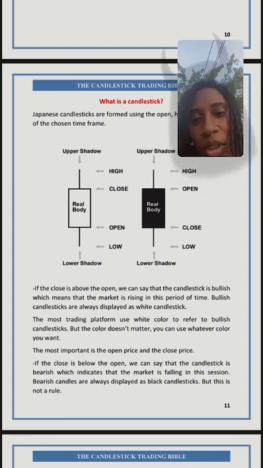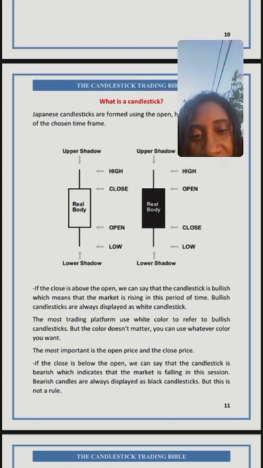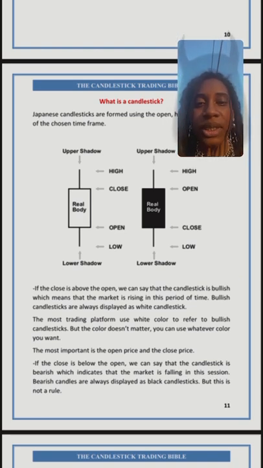Okay, if the close is below the open, then it is bearish, meaning that the price is falling. And so I like to change my colors to green for when the price is going up and red for when the price is going down.